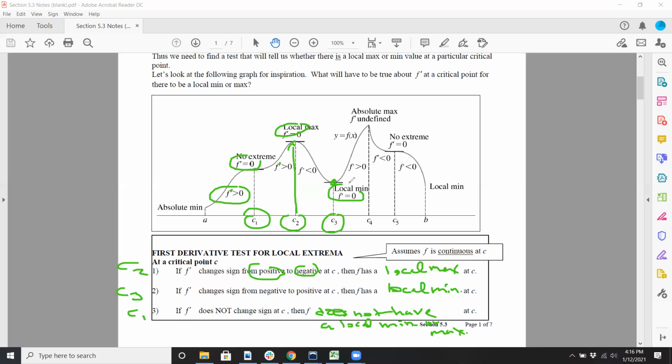Of course, if you keep looking afterwards, at C5, the derivative is negative before and after, so that's why there's no extreme value. At C4, the derivative is positive and then negative. Now, that is going to be undefined. That is a corner there. In fact, it's going to be our absolute max because it is the highest y value in our interval from a to b. And of course, the left endpoint is the absolute min. Our right endpoint, we actually call a local min. We're going to talk about endpoints very shortly.